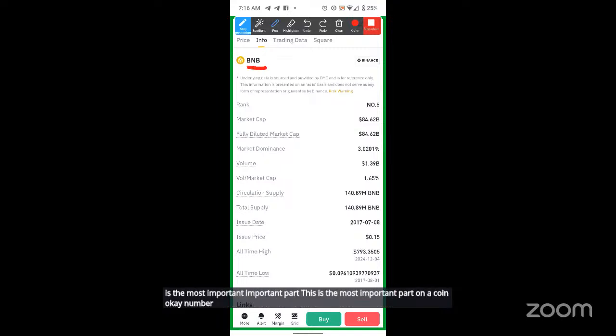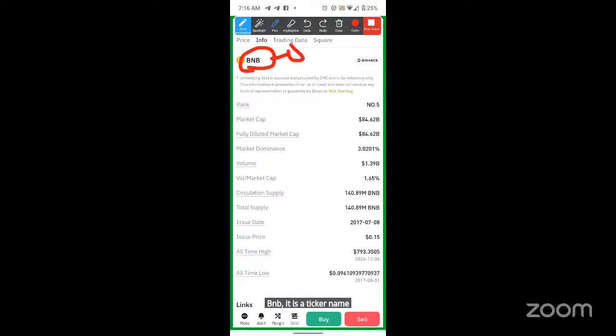Number one, it shows you the name and the exchange that is buying BNB Smart Chain. BNB is a ticker name, but it is the Binance coin. A ticker name is a short form. For example, XRP is the ticker name of Ripple, SOL is the ticker name of Solana, and BNB is the ticker name of Binance Coin. So when we talk about the ticker name, we mean the short form of that coin.